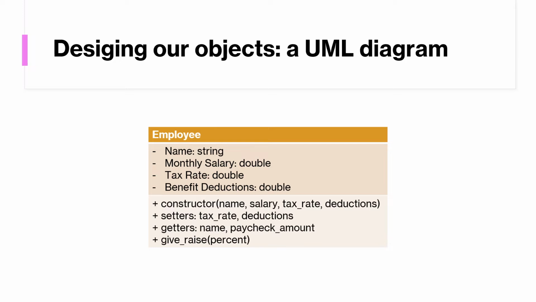To help in designing objects, there is a specific kind of diagram called the Unified Modeling Language, that's been designed for graphically representing object-oriented programs. Now, our program only has one object type in it, one class, so this diagram is going to be really simple. It's going to have one box that's divided into three parts. The top of the box tells us the name of the object, class, employee.